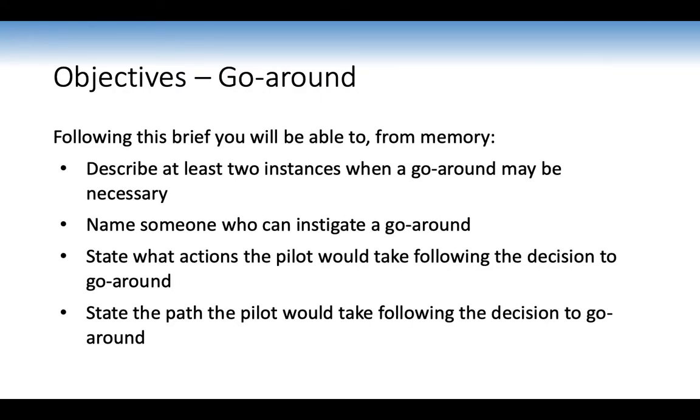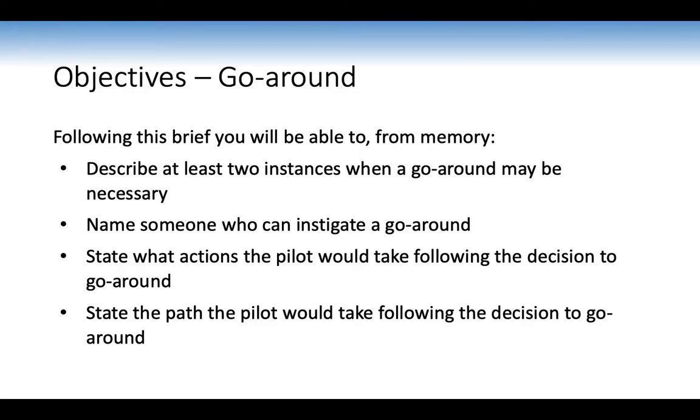Describe at least two instances when a go-around may be necessary. So once again, if you know the reason, you can recognize it in flight and realize you need to do a go-around. Name someone who can instigate a go-around. So there's two people. And I'll also tell you what the radio calls will be.